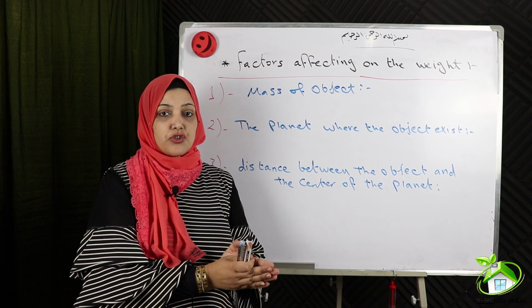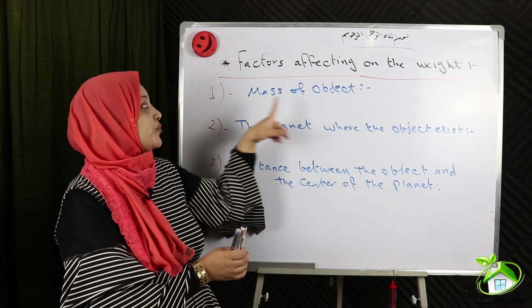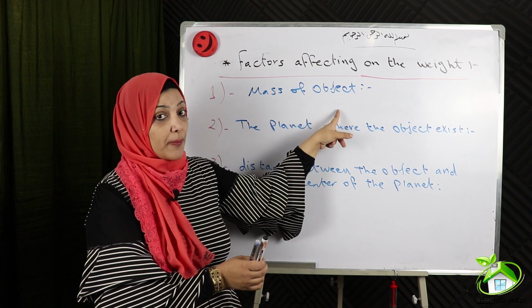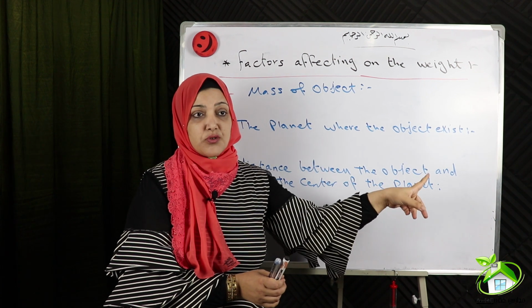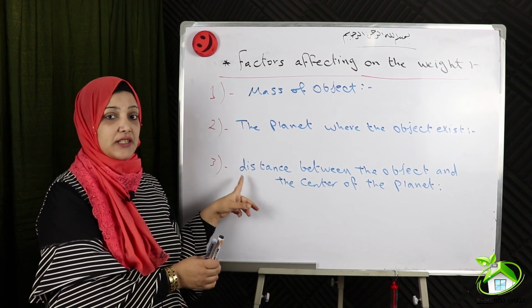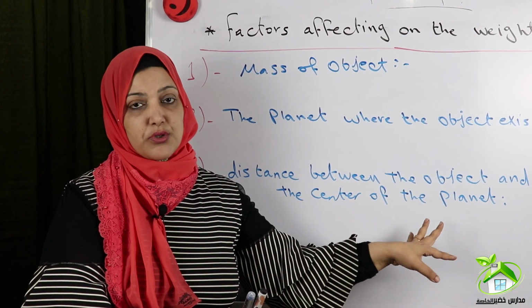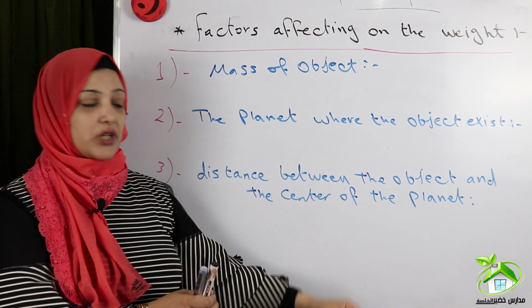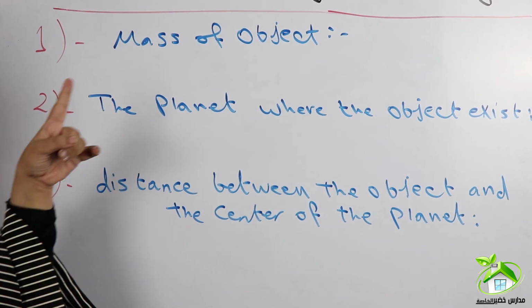But the weight changes. Why does the weight change? It depends on these factors. The weight changes by changing the mass of the object. It changes by changing the planet where the object exists. It changes by changing the distance between the object and the center of the planet or the earth. So there are three factors which affect the weight.